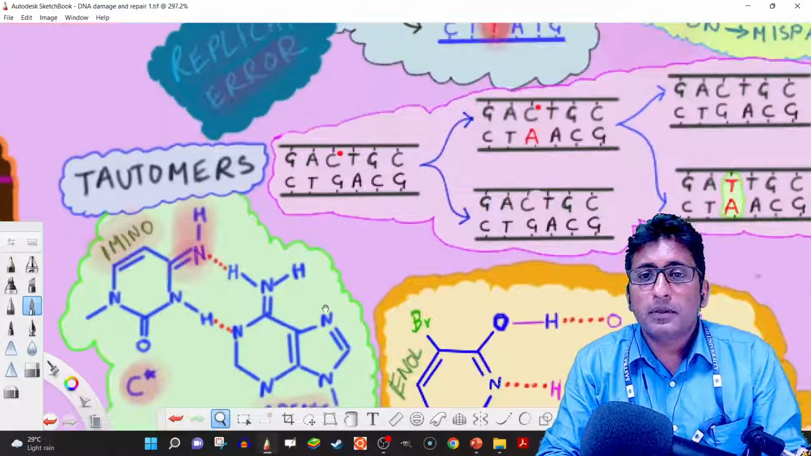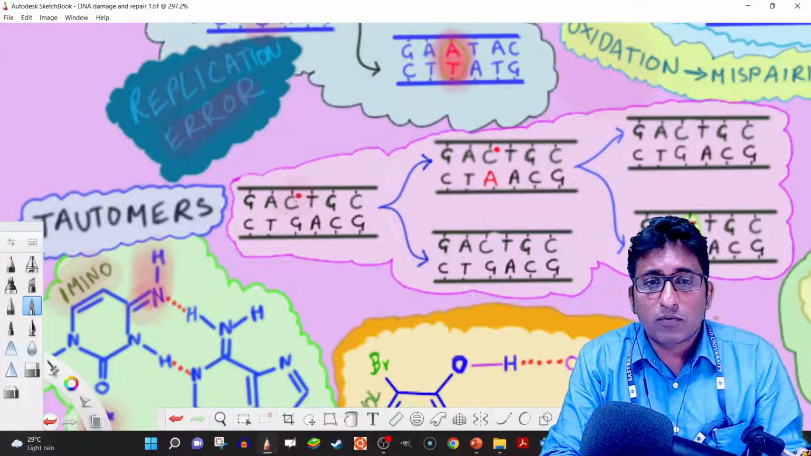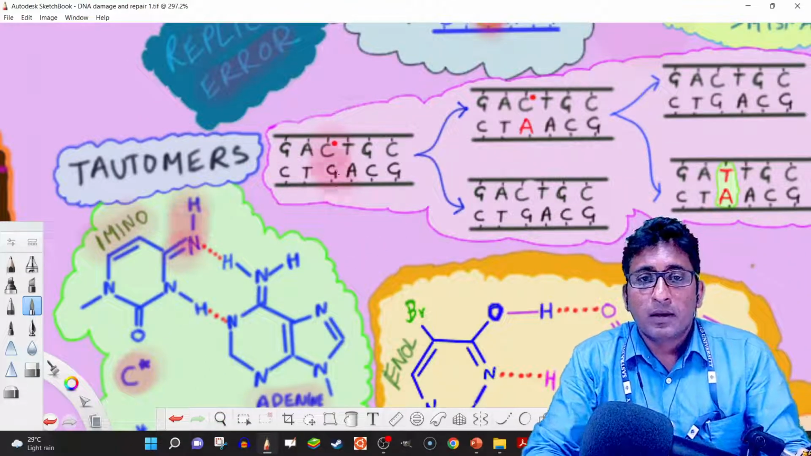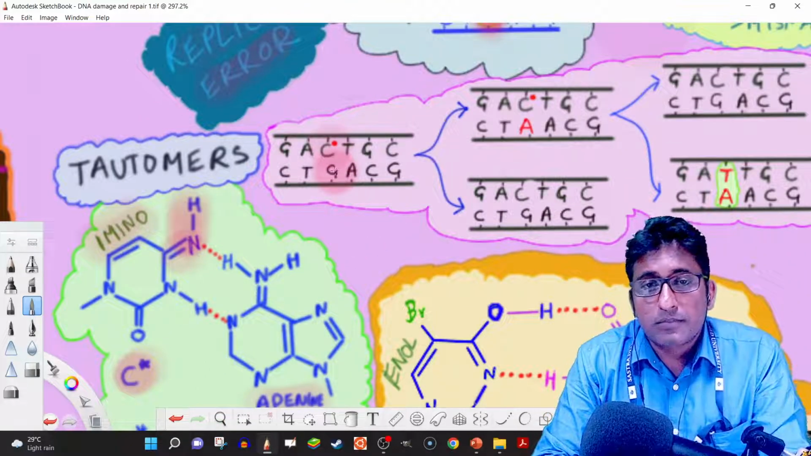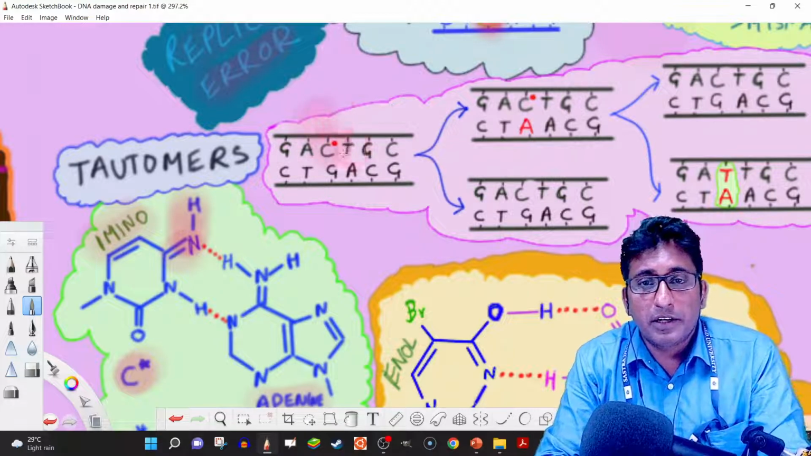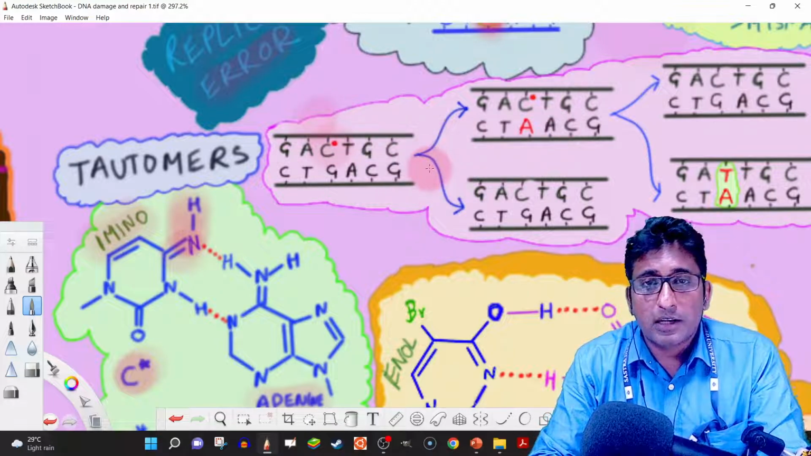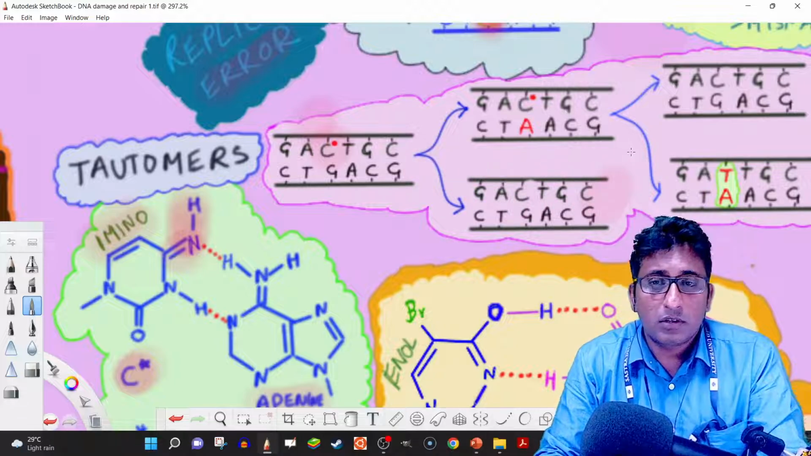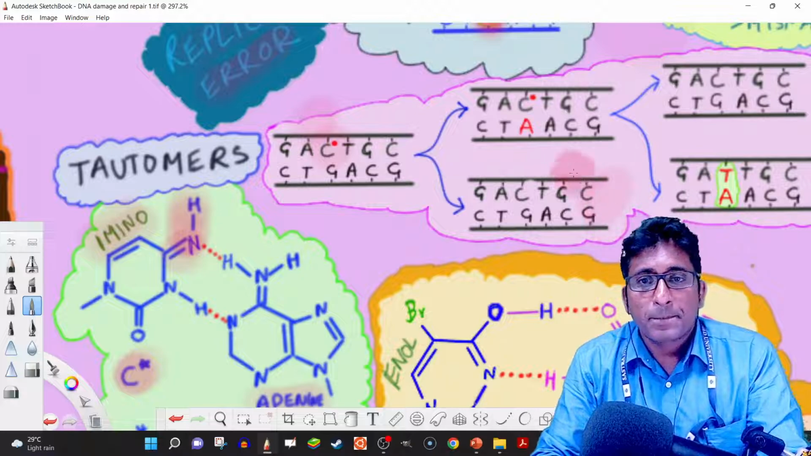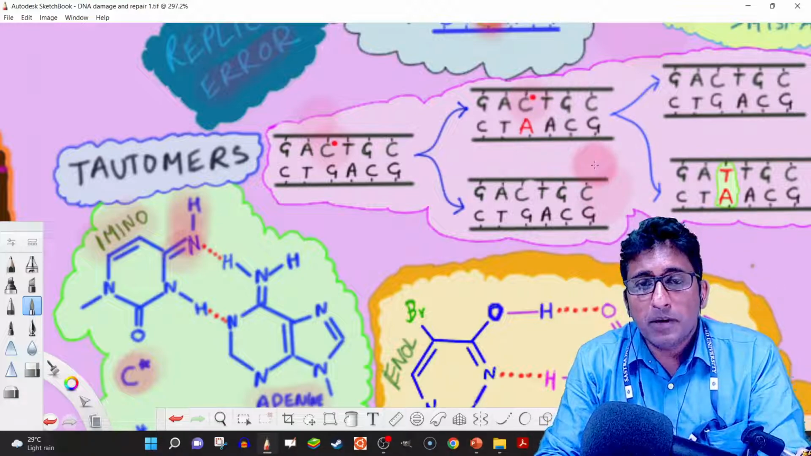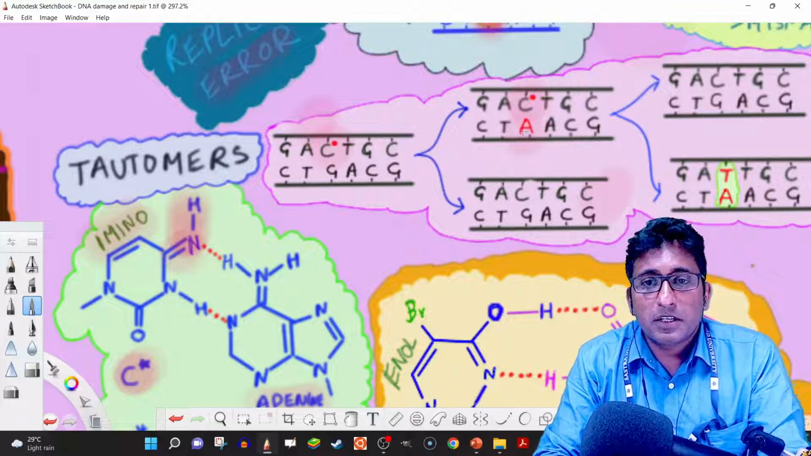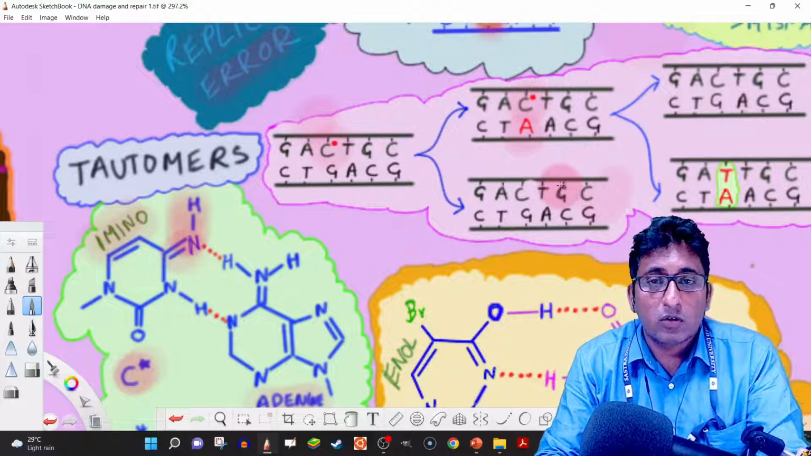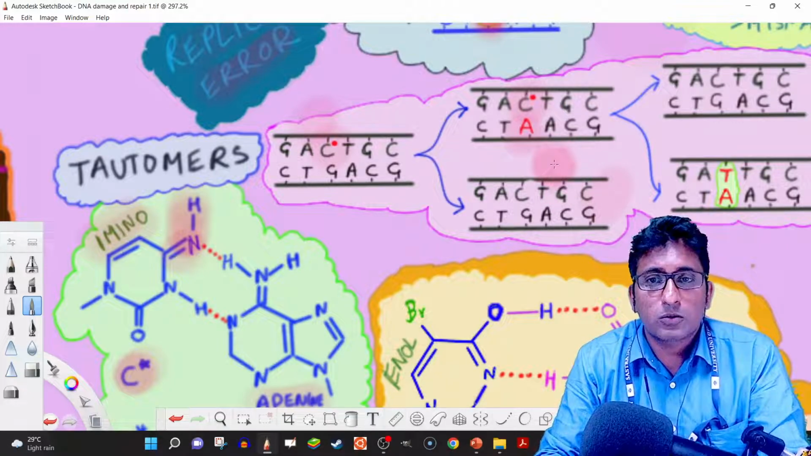Say for example, we have a tautomeric form of cytosine, as depicted here, the imino form. This is the parent DNA, and now replication has happened, and through semi-conservative replication one of the daughter DNA molecules is fine, whereas in the other one, the imino form of cytosine can base pair with adenine. So we have a wrong base incorporated there because of the tautomeric form of cytosine.